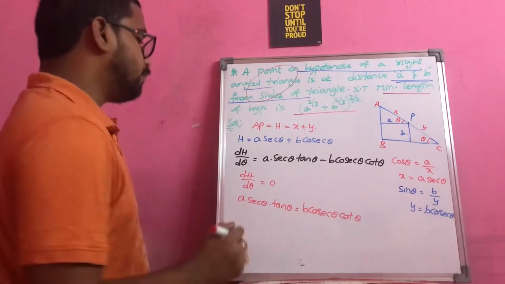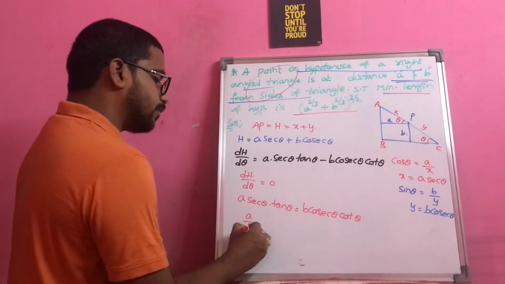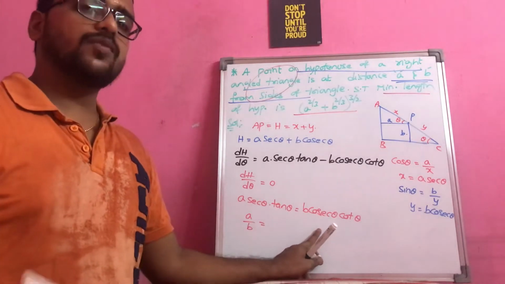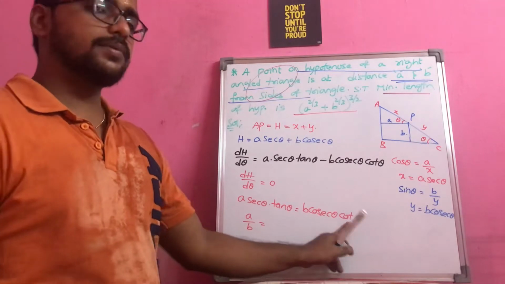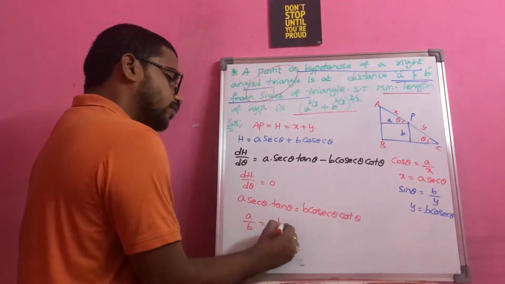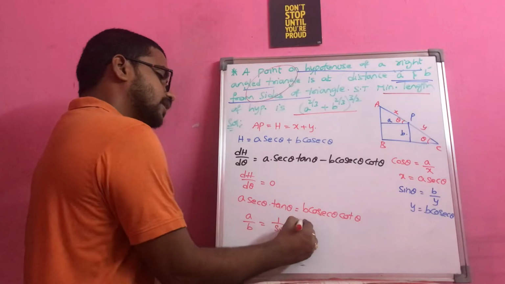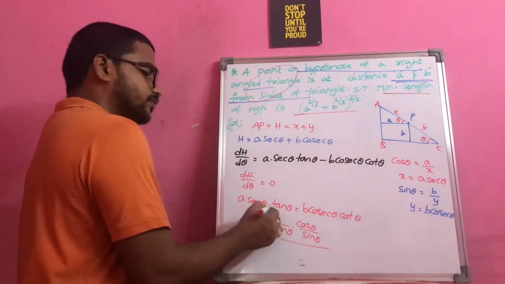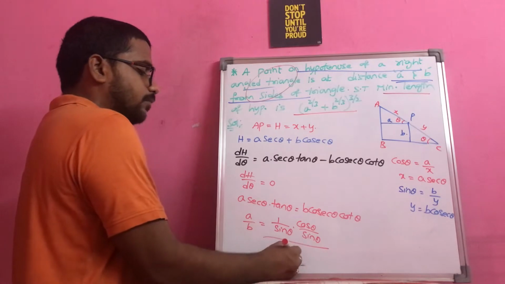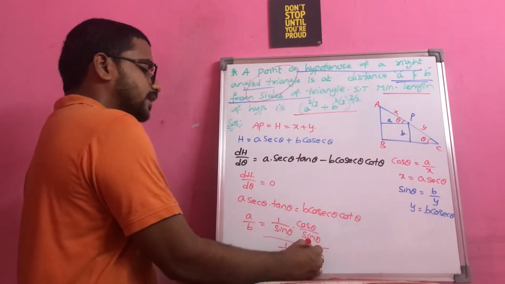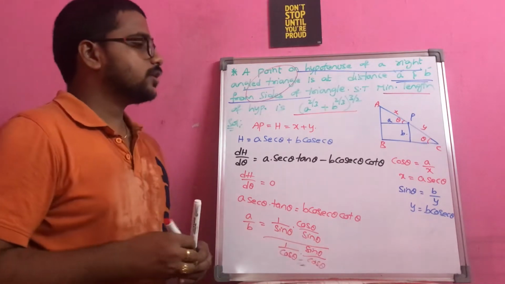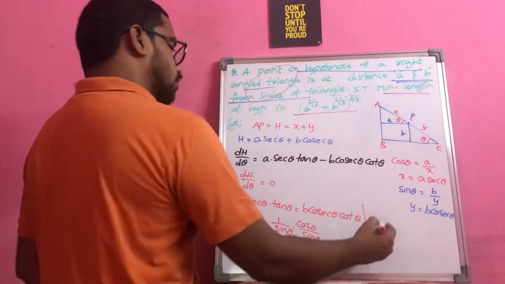I will send b to the other side and keep all the trigonometric functions on one side. Cosecant theta can be written as 1 by sin theta, and this is cos theta by sin theta. So 1 by sin theta, cos theta by sin theta, whole divided by this function. Secant theta is 1 by cos theta, tan theta is sin theta by cos theta. Okay, so let us simplify this further and see what we get.